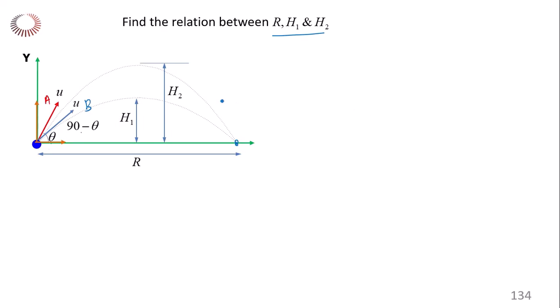Let us say this angle is alpha, and theta is equal to beta. That means a particle is projected with an angle of beta, and another particle is projected with an angle theta, which is equal to alpha. So alpha plus beta equals 90 degrees means both will land at the same point. I know that. Let us say this is the second particle, this is the first particle.